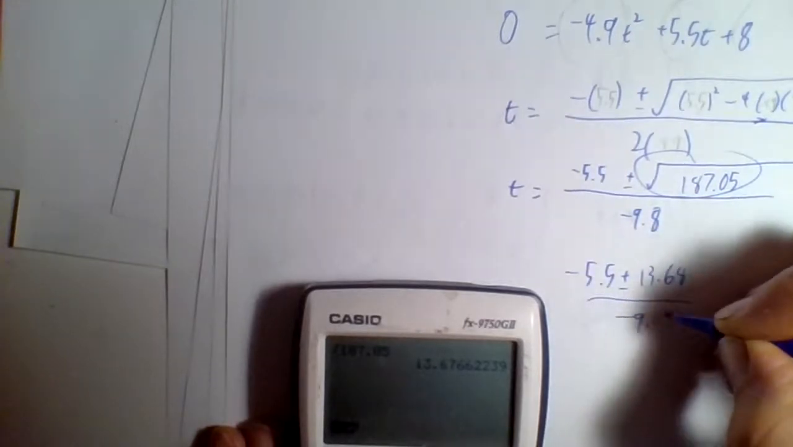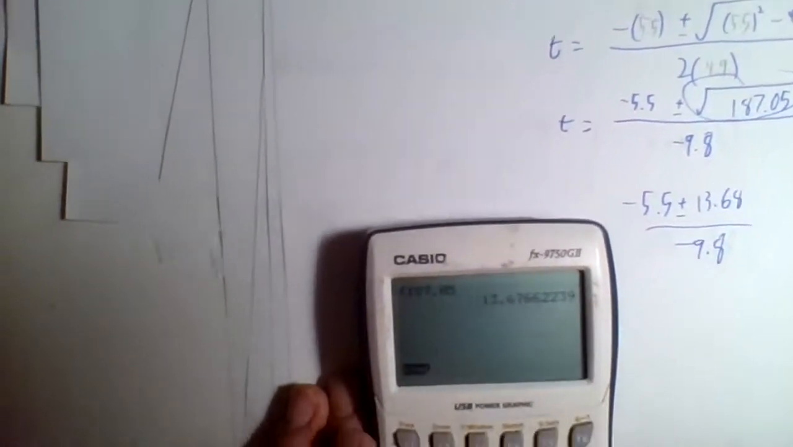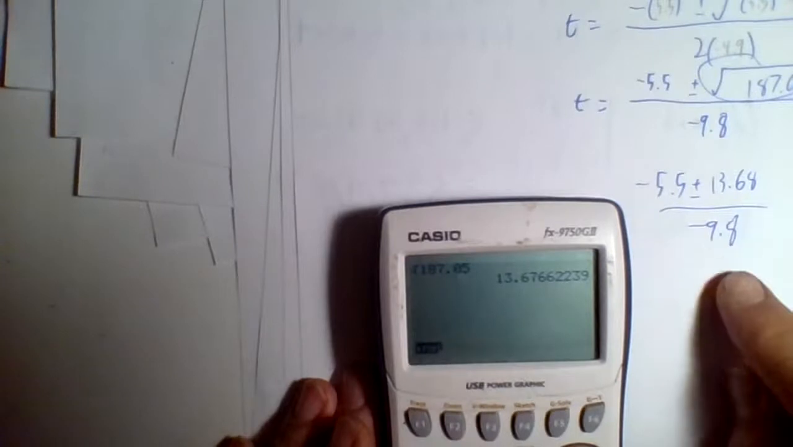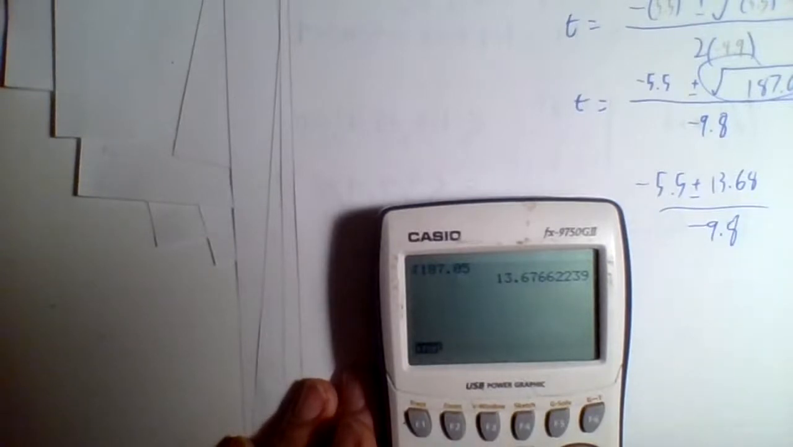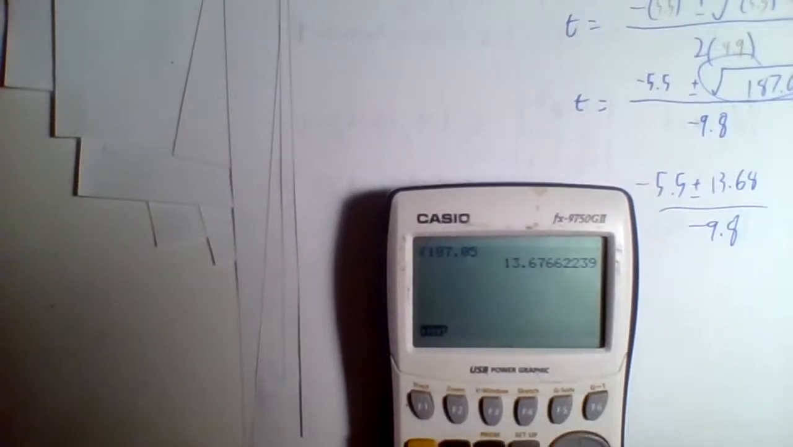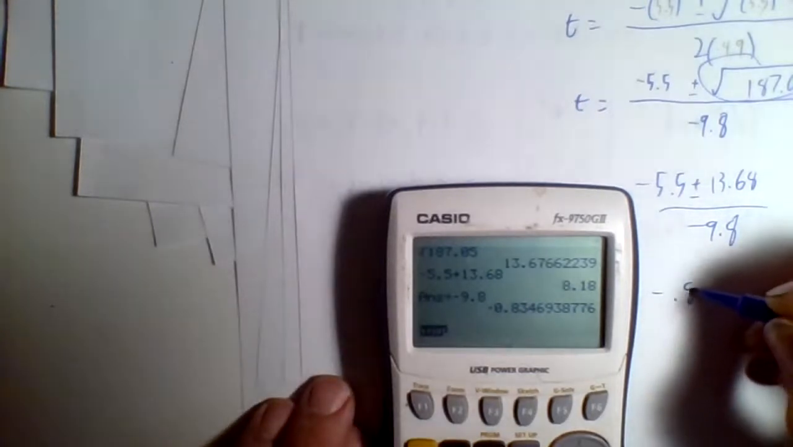You do have to be really careful about order of operations when you finish this up. It's that whole thing divided by negative 9.8. So I've got to work these out separately and do the division carefully. So negative 5.5 plus 13.68. Get that answer. That's the whole top divided by the negative 9.8. The whole thing divided by that comes out negative 0.835.